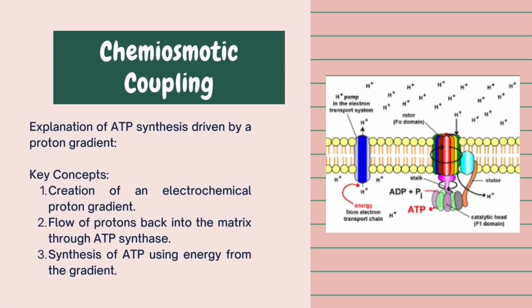Chemiosmotic coupling is the process that links the electron transport chain to the synthesis of ATP through ATP synthase. It is a fundamental mechanism in cellular respiration and photosynthesis. Explanation of ATP synthesis driven by the proton gradient: creation of the electrochemical proton gradient, followed by the flow of protons back into the matrix through ATP synthase, synthesis of ATP using energy from the gradient.